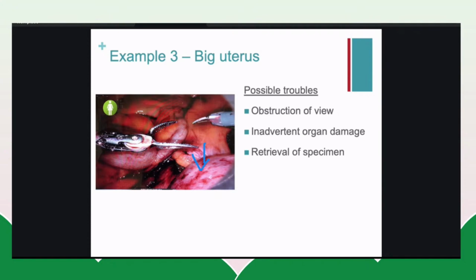Another common situation is a patient with a big uterus. This picture showed a diagram where we look at the abdomen from below to above. This is the appendix, and the blue arrow is the fundus of the uterus. You can imagine that the fundus of the uterus is already almost above the pelvic rim. The problems related to a big uterus are that the uterus may obstruct the view, which may cause organ damage, and it also leads to problems when we retrieve the specimen, i.e. the uterus.